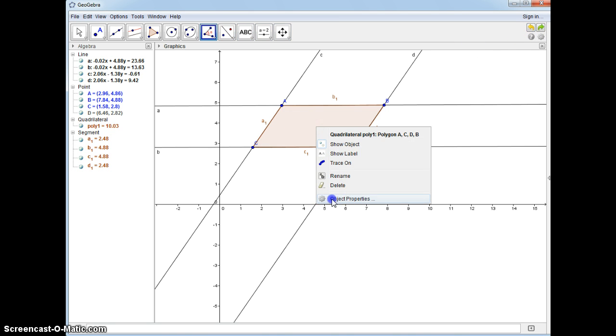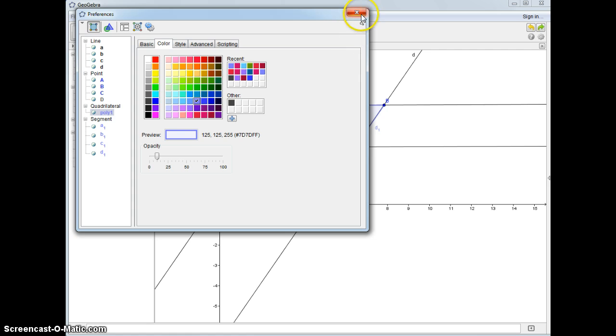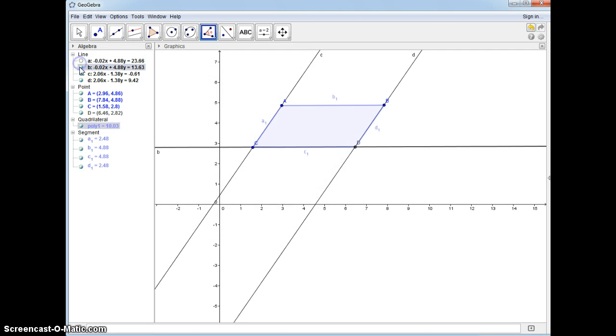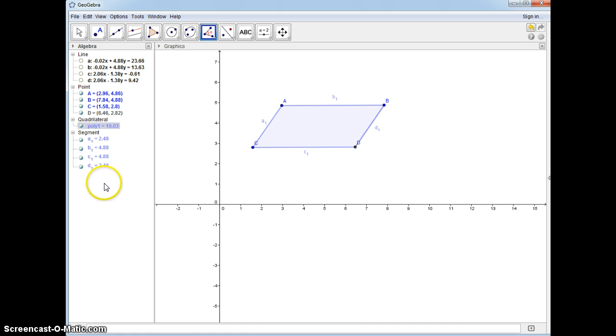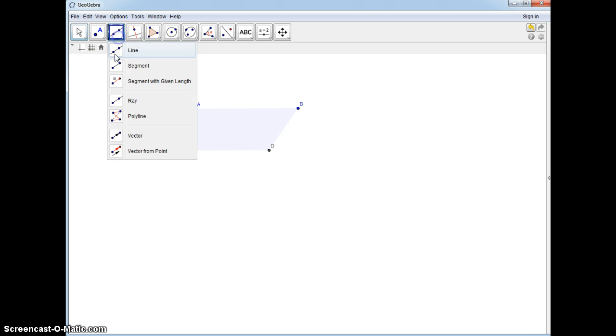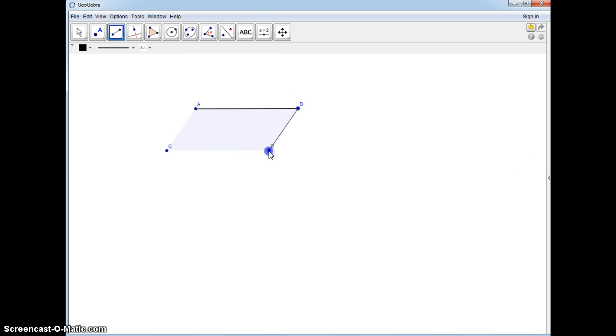So let me change my color, and I guess I'll go with this color today, and I'm going to remove my lines. And what I'm going to be doing is not showing my object, but I'll go back and create these segments. So I'm going to go to my geometry view, and I'll bring back in these segments without having a label on them. What we're going to be proving in this proof is that the diagonals bisect each other. So let's create the diagonals, and let's intersect them.